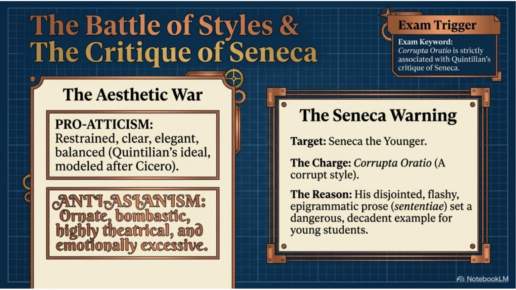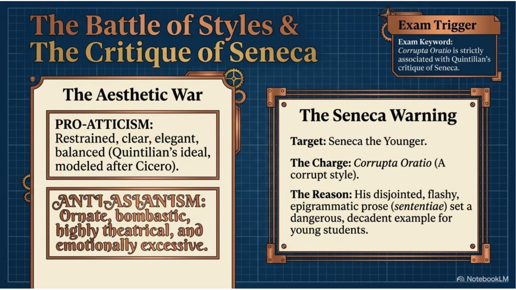Quintilian wanted language to support ideas, not replace them. For him, style should serve meaning. Meaning should never become the servant of style. The Seneca warning. Now let us move to the right side of the slide. Here we see another important topic. The Seneca warning. The slide tells us that Quintilian specifically criticized Seneca the Younger.